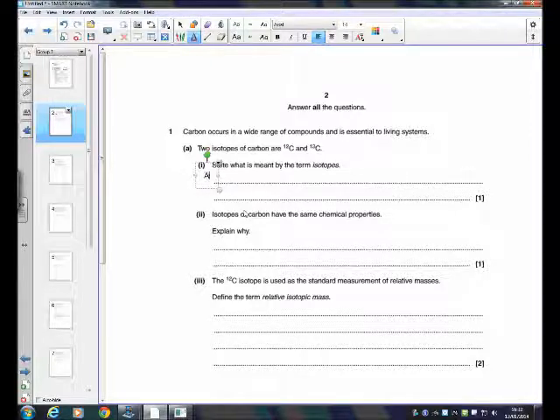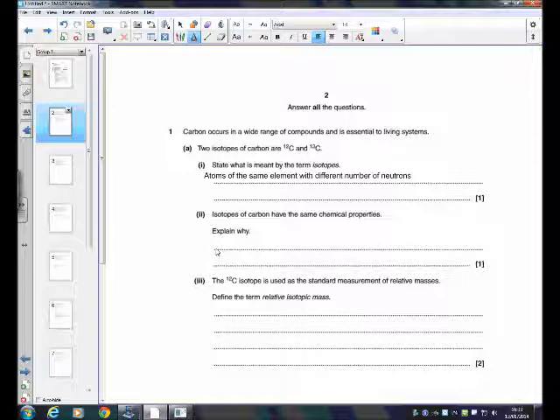So you need to put atoms of the same element with different number of neutrons, and that'll get you the full mark.